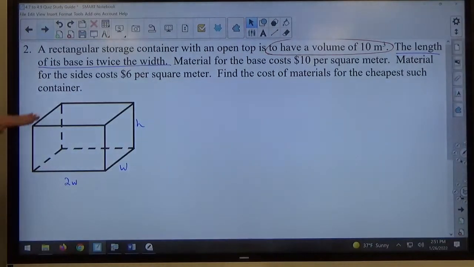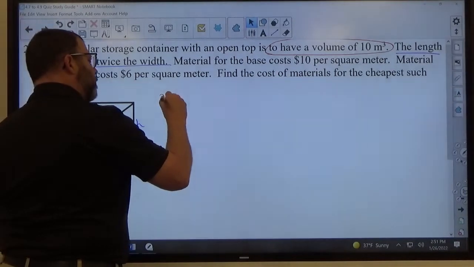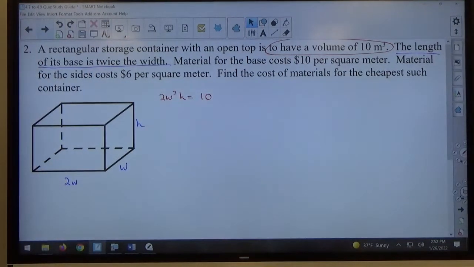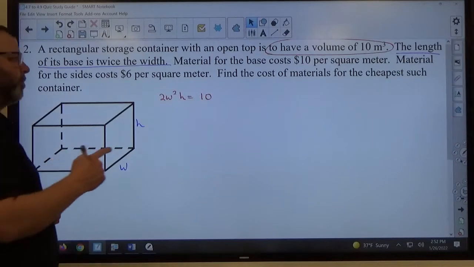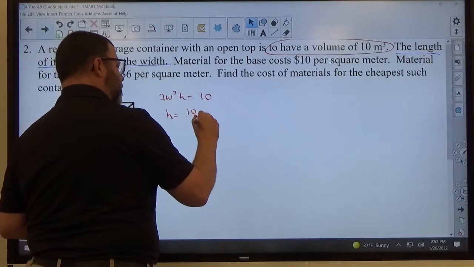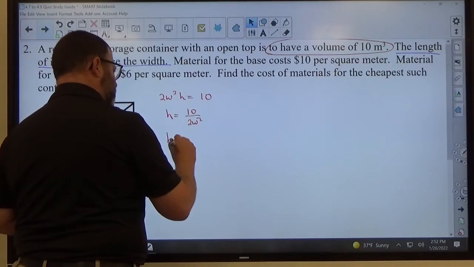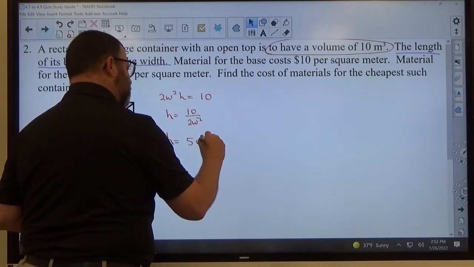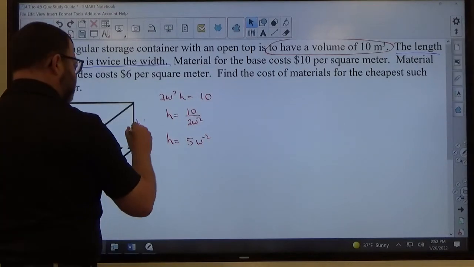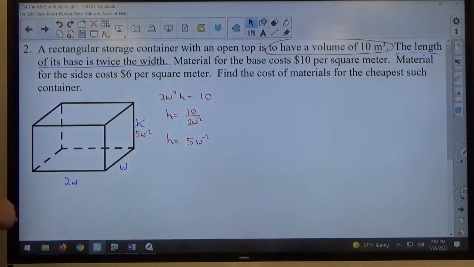So looking at this box, even though there's not a top, the length times the width times the height is the volume. So 2 times W times H should equal 10. And we use that fact to get H in terms of W or W in terms of H. What I told you in class was solving the lower powers easier. So we need H equals 10 divided by 2W squared. 10 divided by 2 is 5, and negative powers are better than positive powers. So H is 5W to the negative second power. And now we have all three dimensions in terms of W, so we're ready to go.